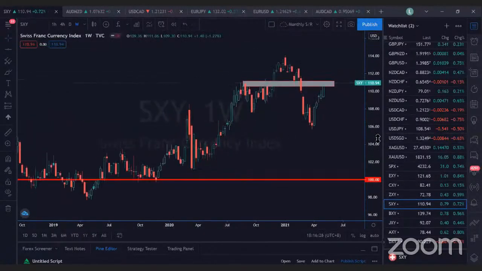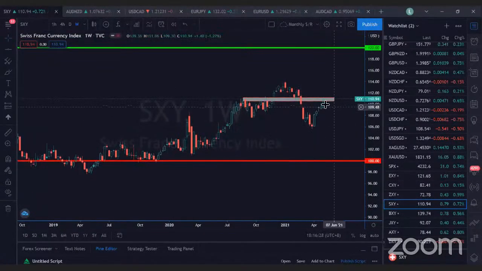Swiss price is at a horizontal level, so I'm anticipating the bearish sentiment will come back from here. But until price action shows me, I cannot confirm. That's why I'm staying out of Swiss at the moment.